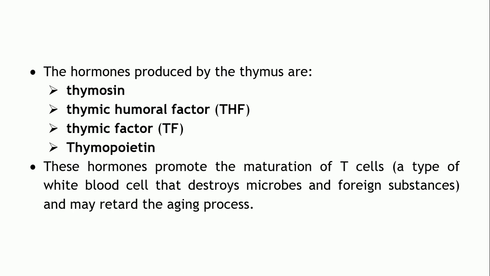Now the function of this thymus, as an endocrine gland, it produces 4 types of hormones, that is thymosin, thymic humoral factor THF, thymic factor, that is TF, and thymopoietin. These are the 4 hormones which are produced by the epithelial cells, right? What is the role of these hormones? They promote the maturation of the T cells. So they help in maturation of the T cells, and also retard the aging process.